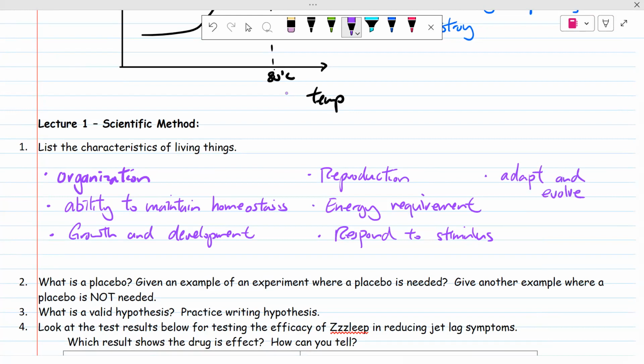So, I could ask you which of the following is an example of a characteristic of living things, and you have to recognize them. I can also ask the other way around, which of the following is not a characteristic of living things.